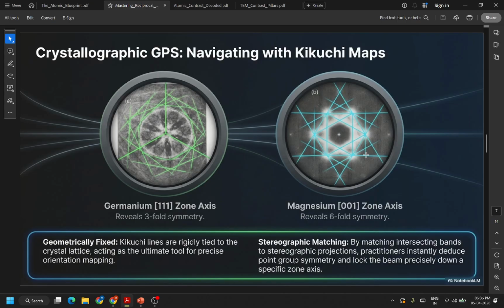So the Kikuchi lines are rigidly tied to the crystal lattice and act as the ultimate tool for precise orientation mapping. By matching intersecting bands to stereographic projections, we instantly deduce point group symmetry and lock the beam to a specific zone axis.